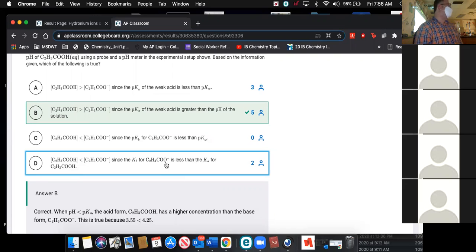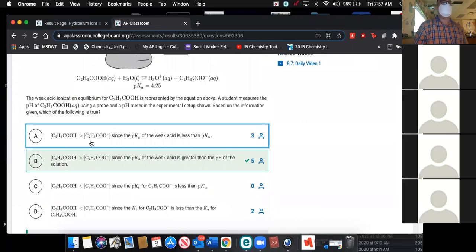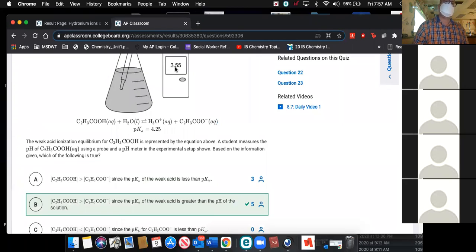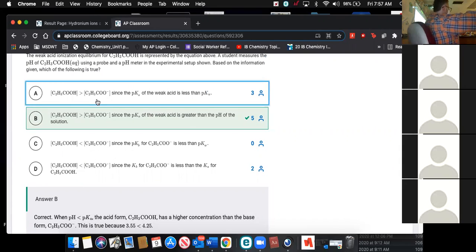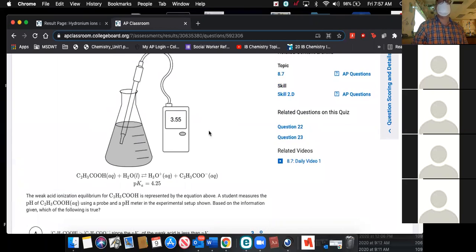But basically, if we look at the Henderson-Hasselbalch equation, we know that if it's a 1-to-1 ratio, the pH equals what? The pKa, right? If these two are equal to each other, the pH and the pKa would be equal. If we have more of the acid than the conjugate base, then we are going to be lower in pH. If we have more of the conjugate base than the acid, we will be higher than the pKa. In this case, we are lower.